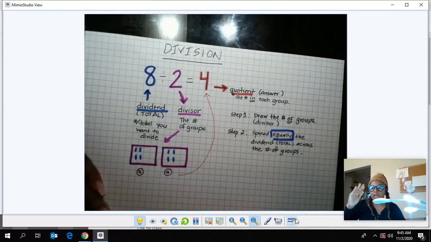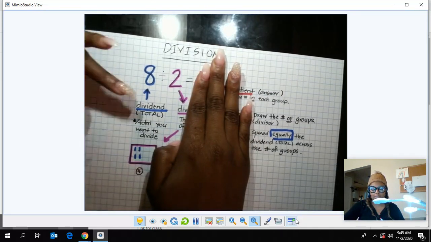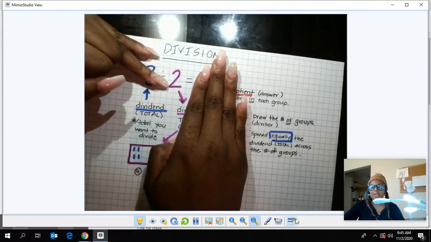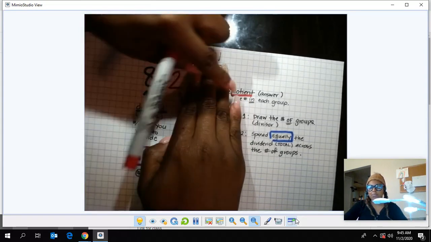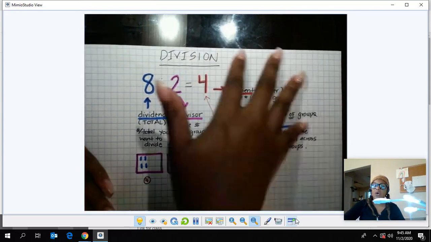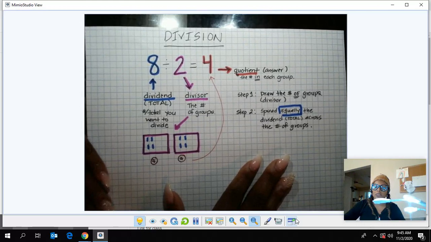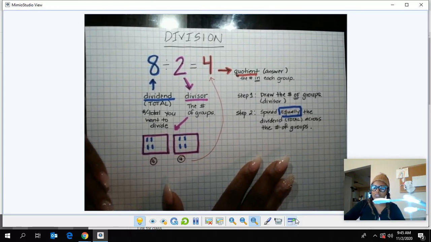Now, keep in mind, not every time you're going to get your quotient. Sometimes Ms. McBride will say, okay, what's 8 divided by 2? That means I want you to tell me the number in each group. Okay? But for now, this is what it looks like all together. Take a moment, write this in your notes.